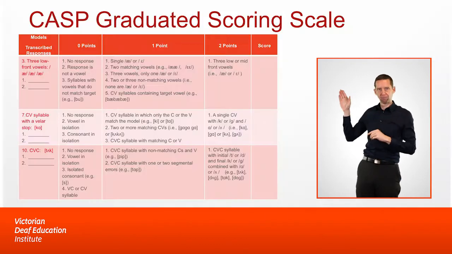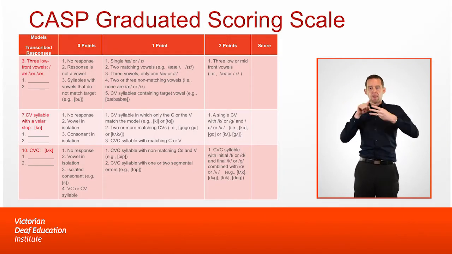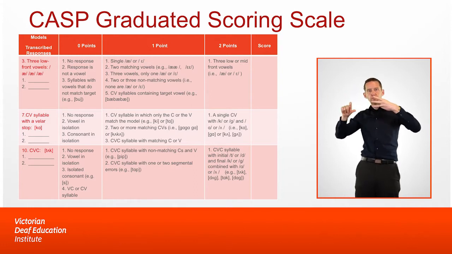Here's the score sheet for the CASP. We have 3 different items here. Here are the 3 low front vowels, a.